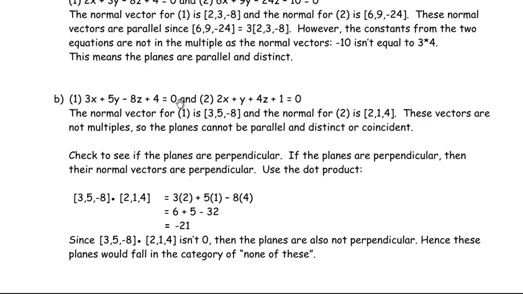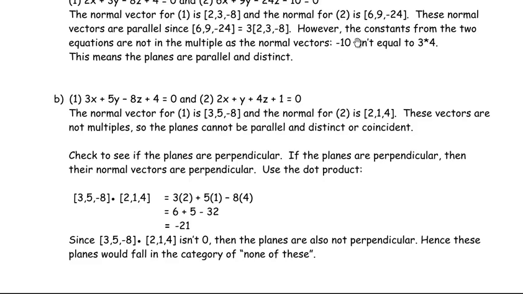For B, these are the 2 planes, and they're already in perfect scalar form. If we look at the normals to this one, 3, 5, negative 8, and 2, 1, 4, they certainly aren't multiples. If I multiply 2 by, what number do I get 3? Well, 1.5. But if I multiply that y component by 1.5, I don't get 5. And 4 times negative 2 would be negative 8. So they aren't in the same multiples, so that means they can't be parallel and distinct or coincident.